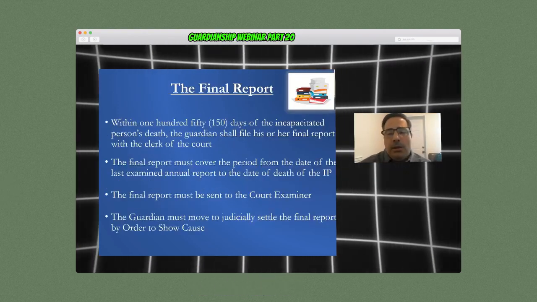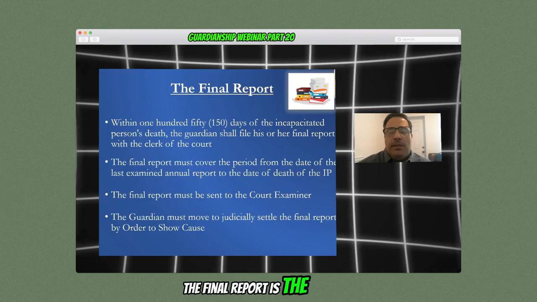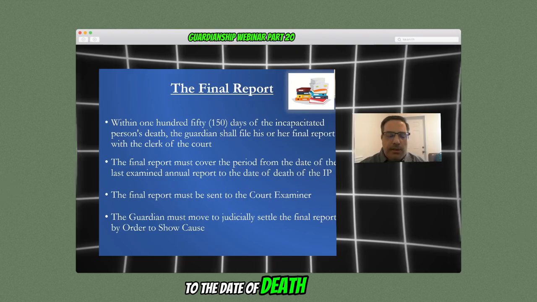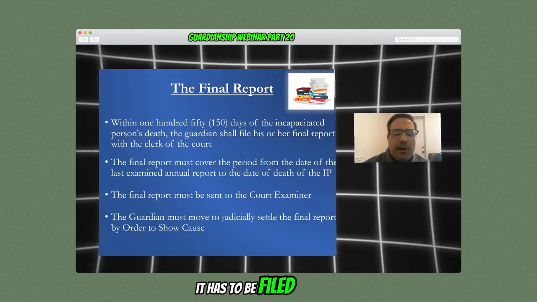And then the final report is the final accounting from the last annual filed to the date of death. And there's a process for this. It has to be filed by order to show cause.